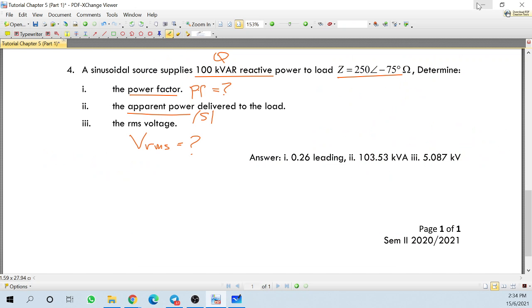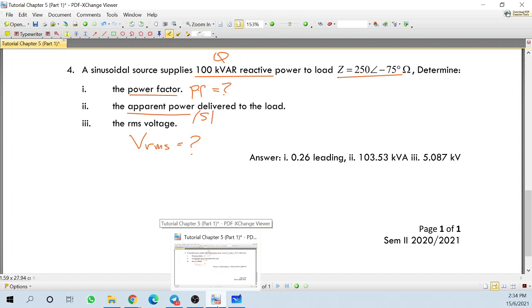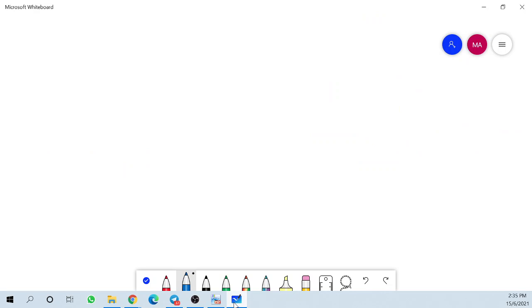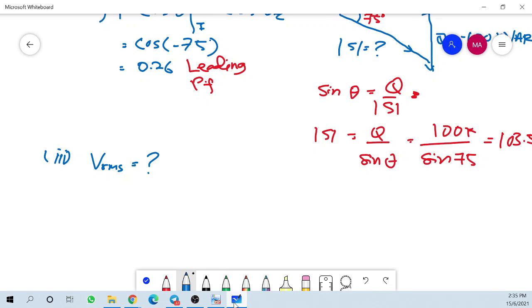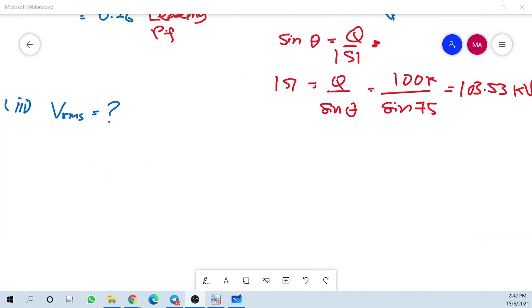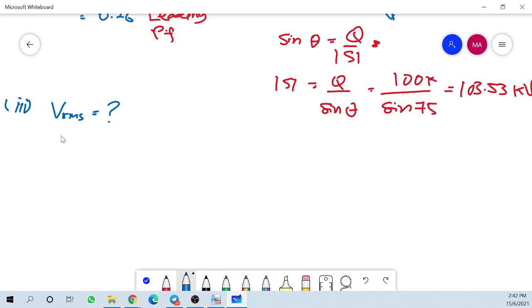How do we determine the RMS voltage? What information do we have now? We have Q, we have cos theta, and we have the apparent power S. Try calculating the RMS voltage. What information do we have? S, the apparent power.